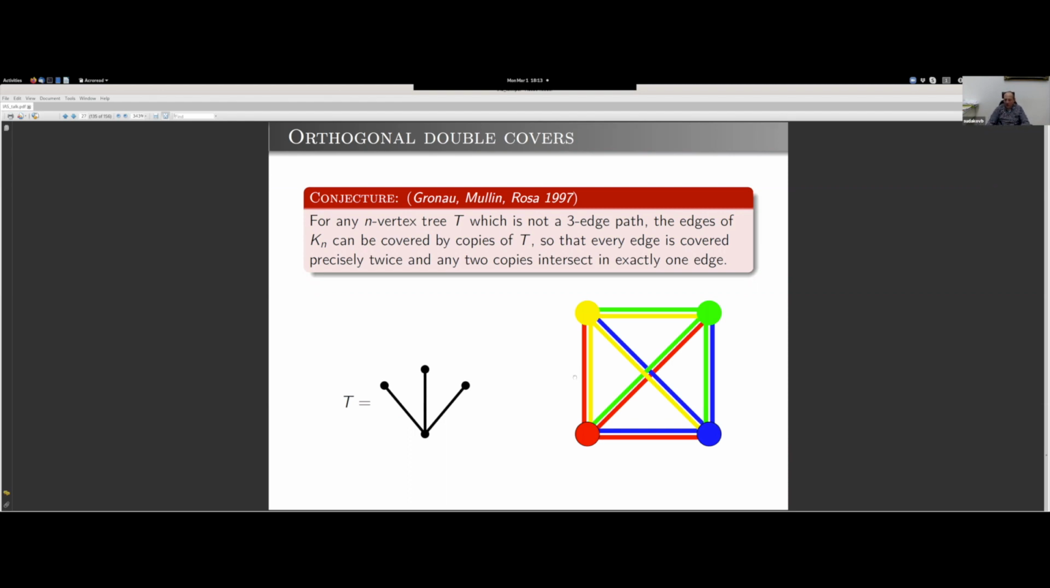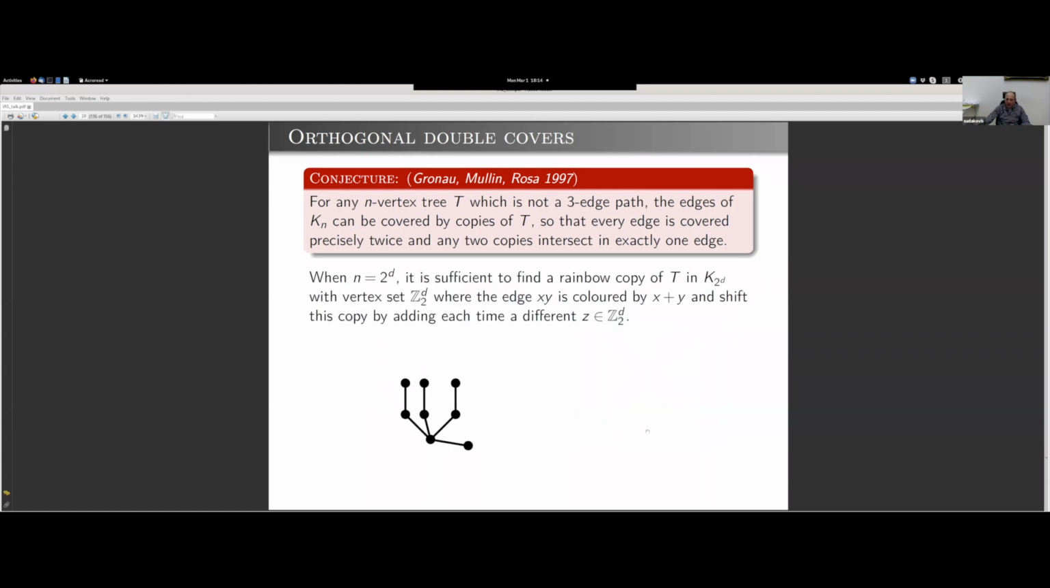So for example, this edge is red, yellow, this edge is green, yellow, this edge is red, blue, and so on. And moreover, any two such stars obviously intersect in exactly one edge. Okay? And again, what is the connection with rainbow colorings and rainbow trees? Apparently there is a connection, at least when n is a power of 2. So in this case, I need to put a restriction on my n.